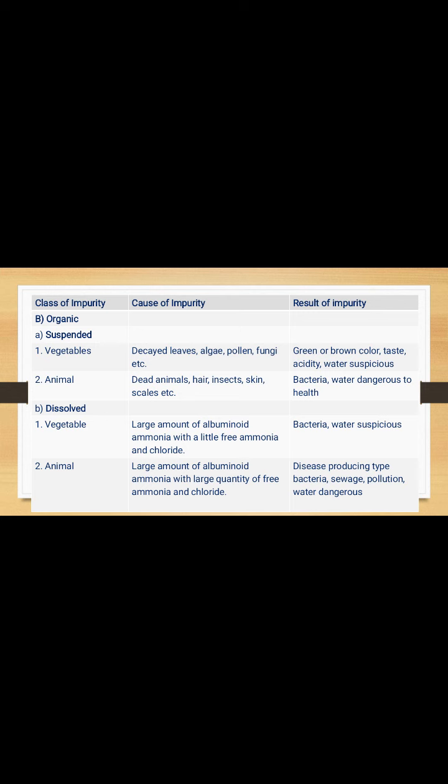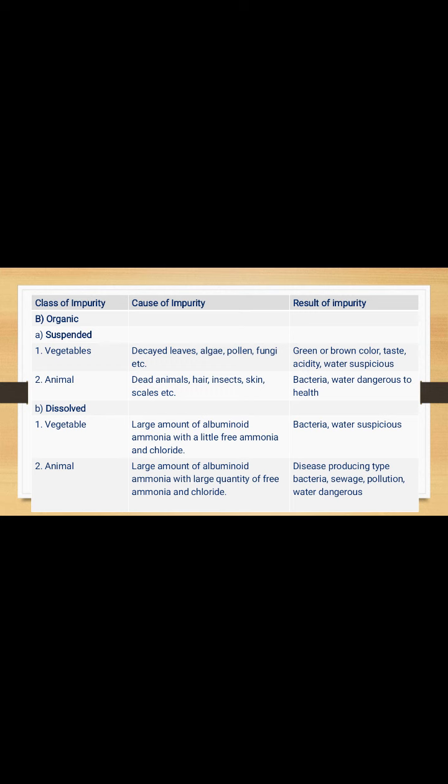Then the organic impurities, including suspended and dissolved. First, suspended vegetable and animal matter. Vegetable: decayed leaves, algae, pollen, fungi. The results of these impurities are green or brown color, taste, acidity, and water species. Then animal means dead animals, hair, insects, skin, and scales. Generally, with suspended impurities, bacteria are present in this water in large numbers, and this water is dangerous to health.